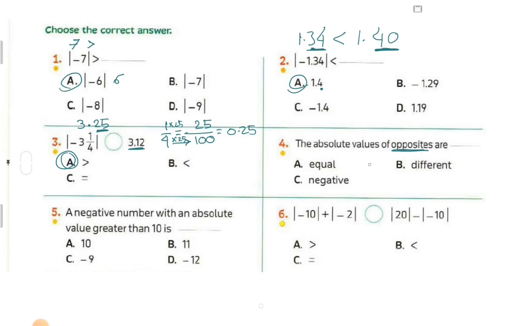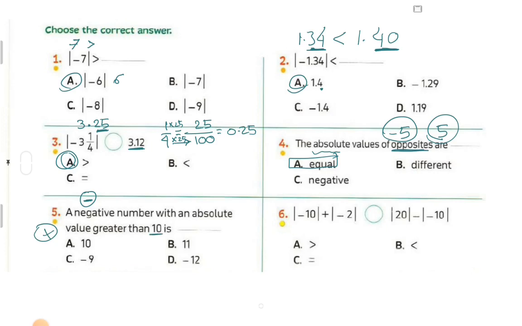That's okay. Point 4, the absolute values of opposites, like 5 and negative 5, like 4 and negative 4, are equal; only the signs are different. Absolute value, there is no negative. Absolute value of negative 5 equals 5. Absolute value of 5 equals 5. It's equal. Okay. Point 5. A negative number with an absolute value becomes positive, greater than 10.